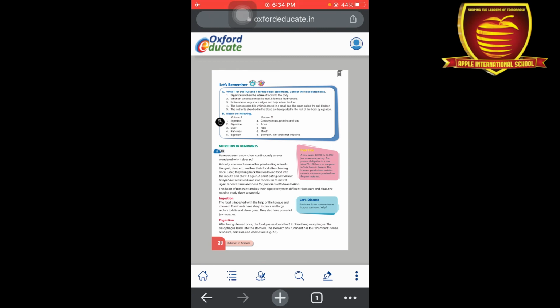Okay, second is after chewing the food, that food passes down to the 2 to 3 feet long oesophagus.